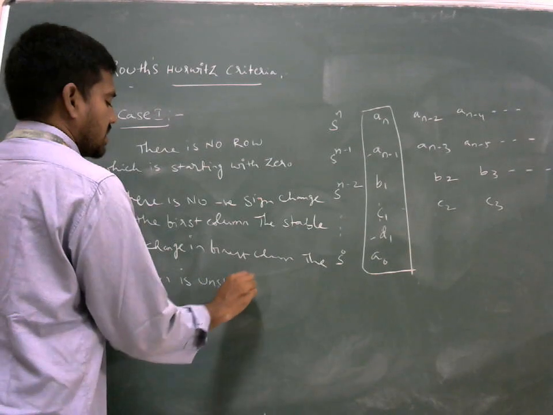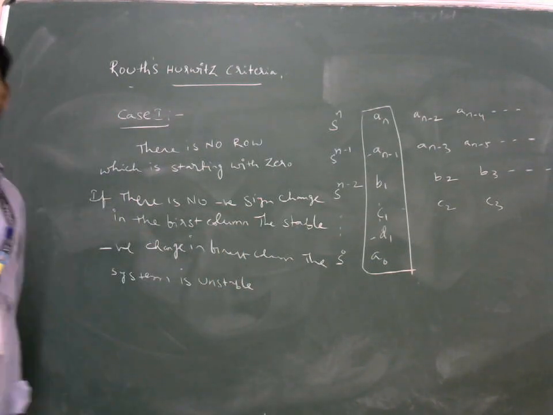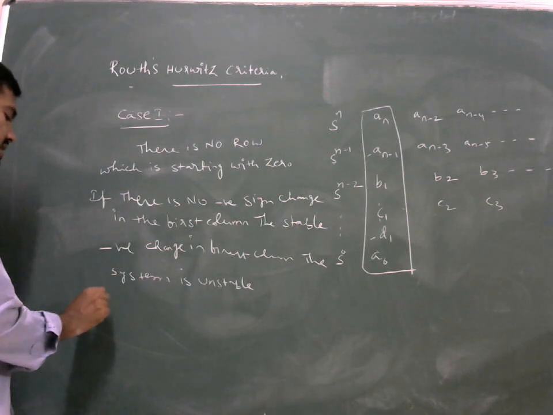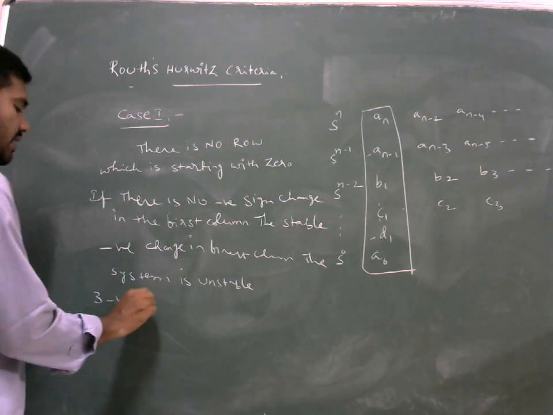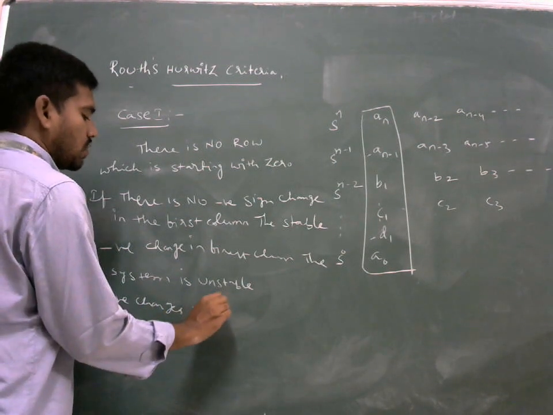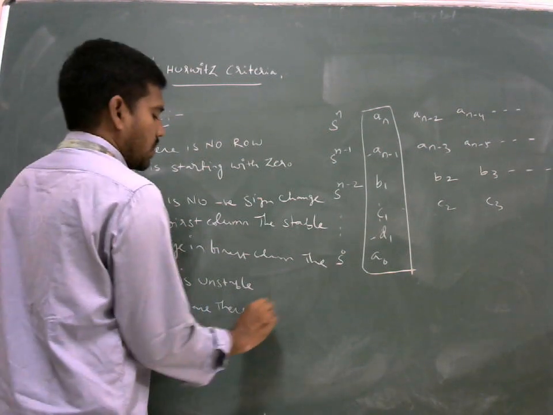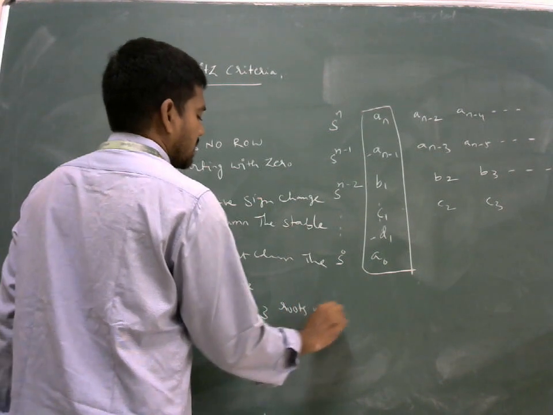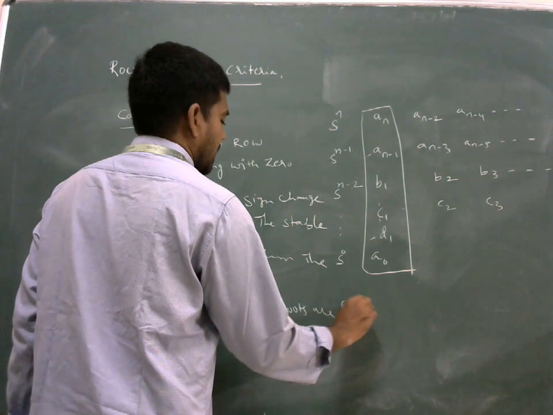If there is a sign change in the first column, the system is unstable. How many sign changes are there? 3 sign changes are there. So 3 poles or 3 roots. 3 roots are on the right half of S plane.